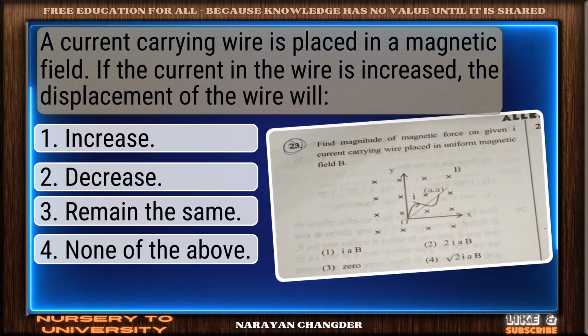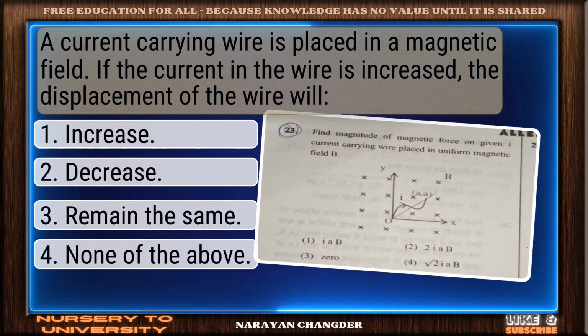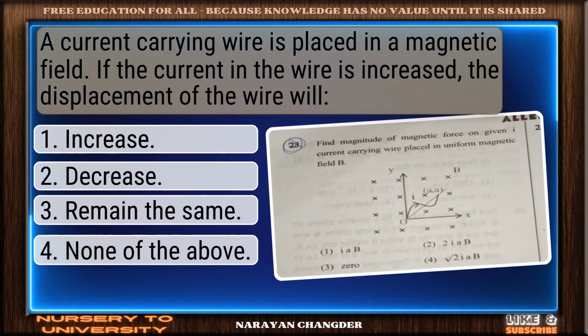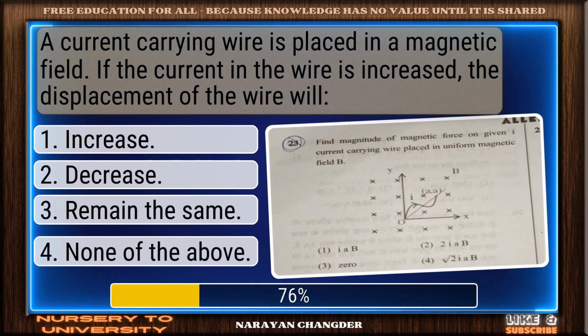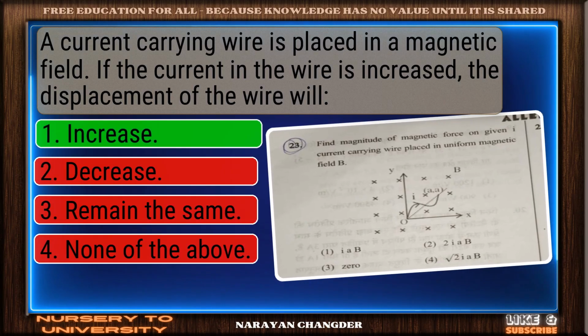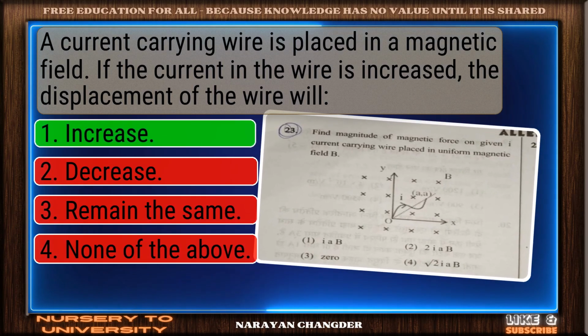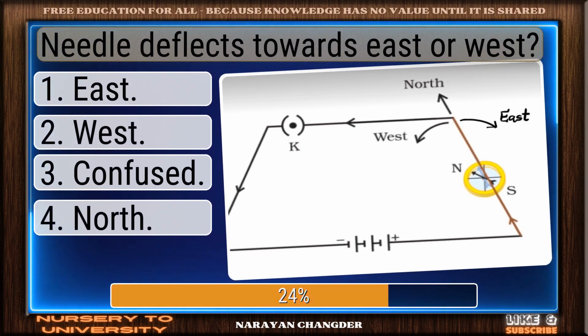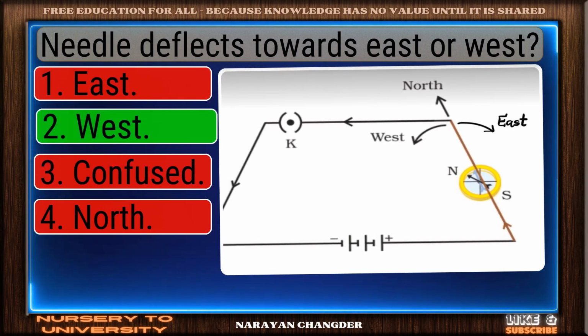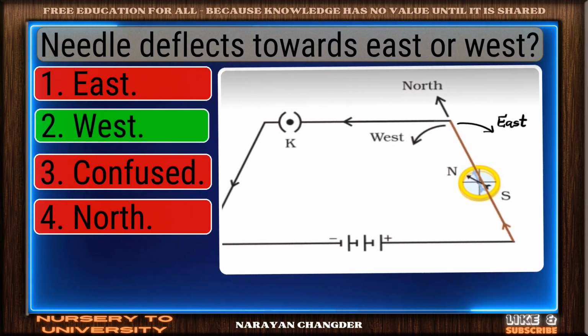A current carrying wire is placed in a magnetic field. If the current in the wire is increased, the displacement of the wire will. You're right. Increase is correct. Needle deflects towards east or west. Smart move. West is accurate answer.